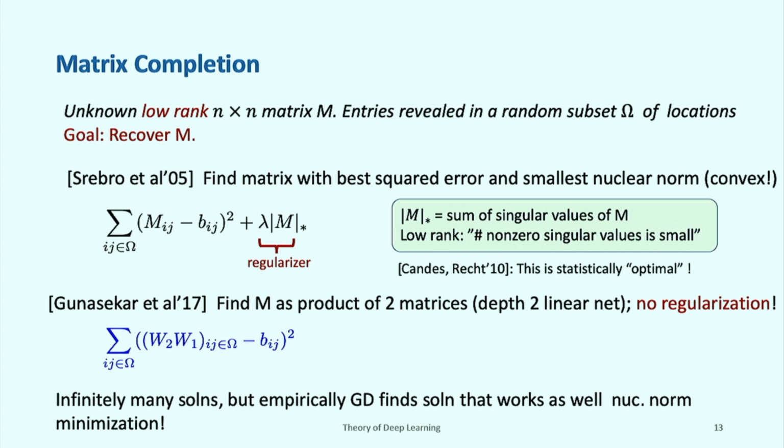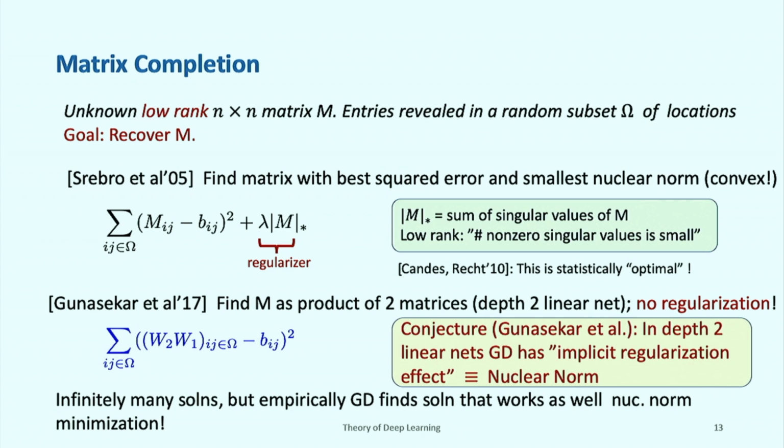But somehow, empirically, they found that gradient descent finds solutions that work as well as the nuclear norm minimization. You completely forget about this regularizer, which promotes low rank, and just gradient descent itself has this effect. And so they suggested that gradient descent in this setting has in the background this ghost regularizer, which is like the nuclear norm. Just in the process of doing gradient descent on this very simple problem, in the background, gradient descent is imposing this ghost regularizer, which is the nuclear norm. So that was their conjecture.